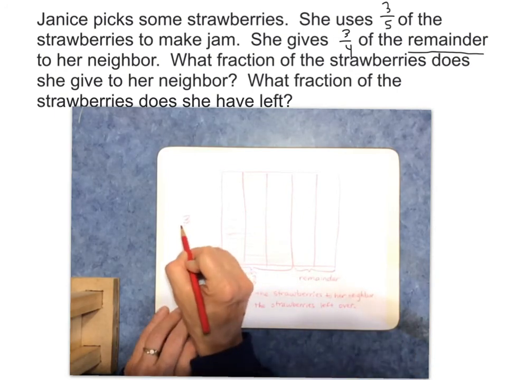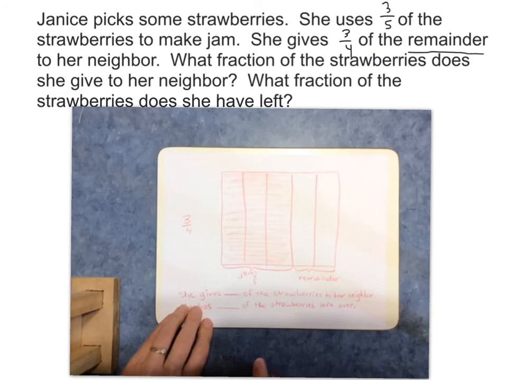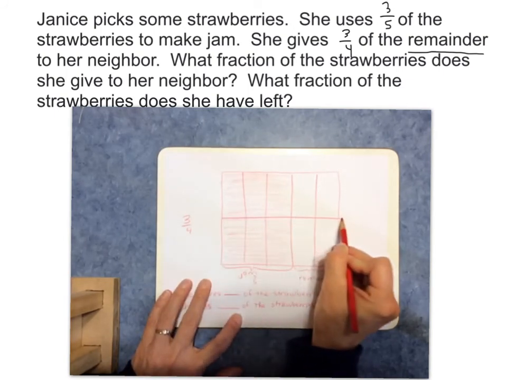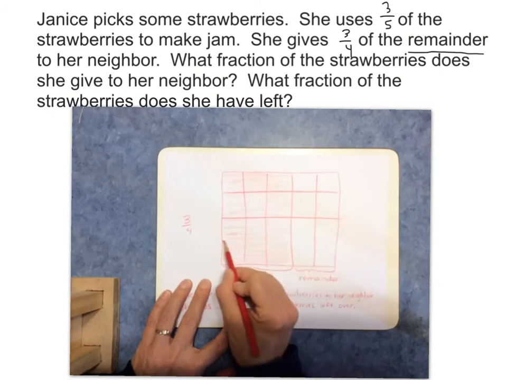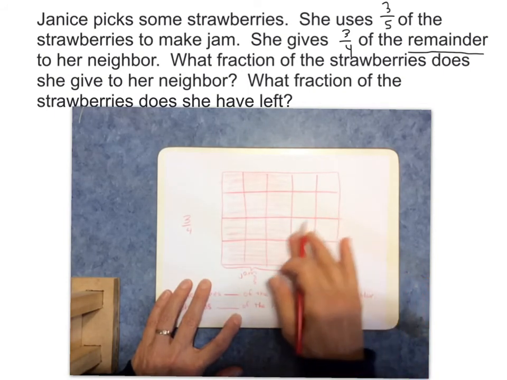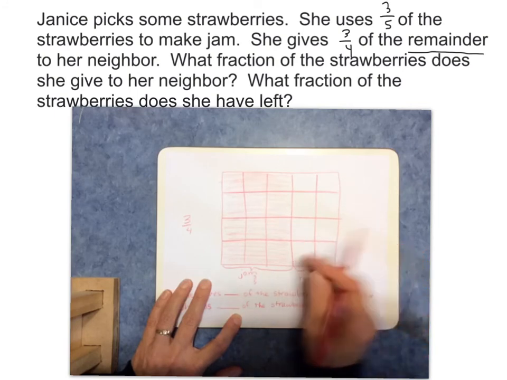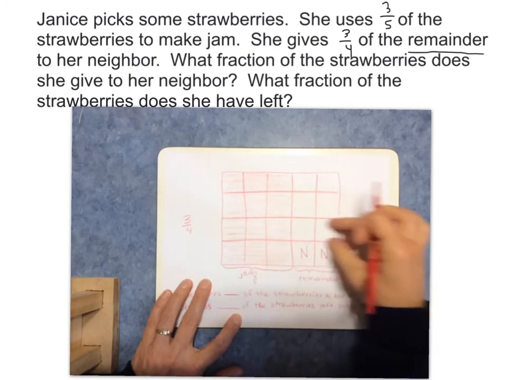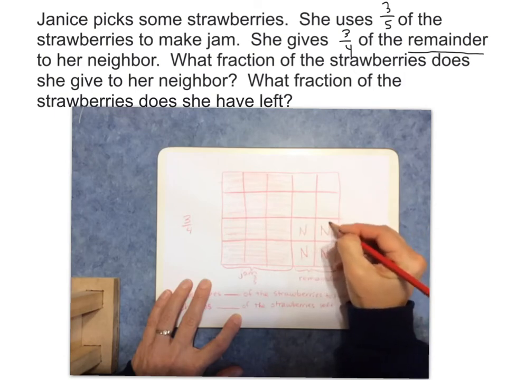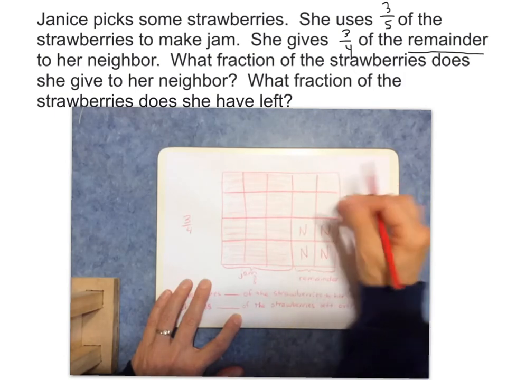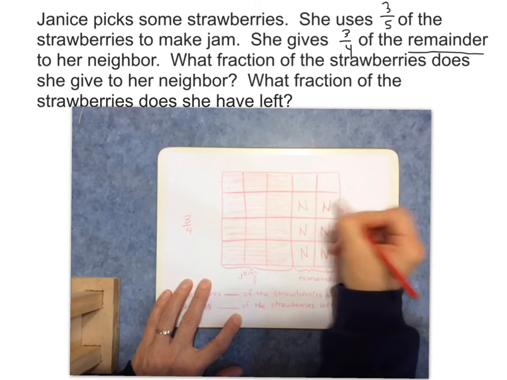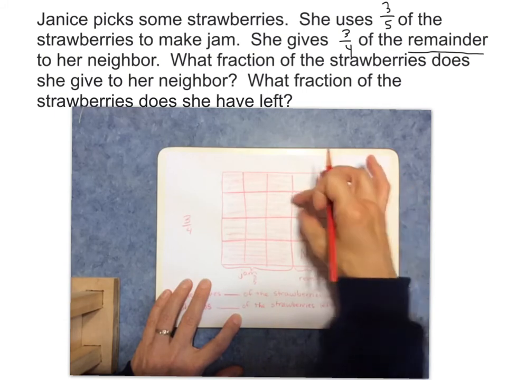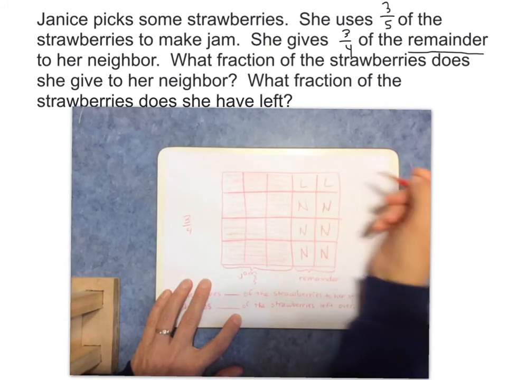to use 3/4 of that to give to my neighbor. So I need to make this way into fourths. And again, the remainder is over here, and here's one of those fourths for the neighbor. Here's another fourth for the neighbor, so 1/4, 2/4, 3/4 of the remainder to her neighbor. Then if this was all jam over here, and these 3/4 were for her neighbor, this would be what's left.